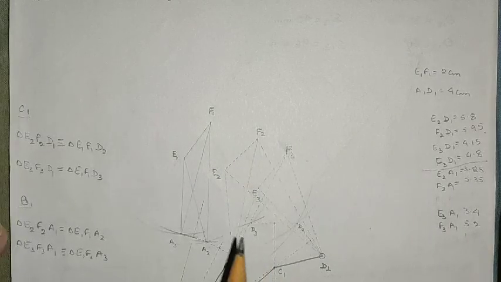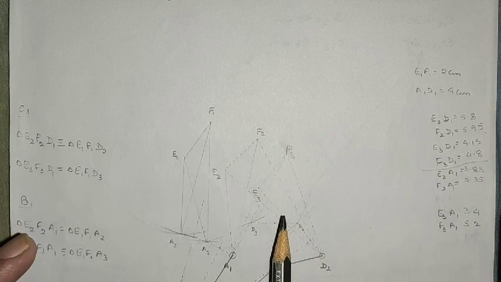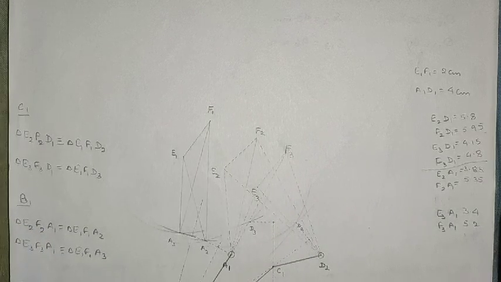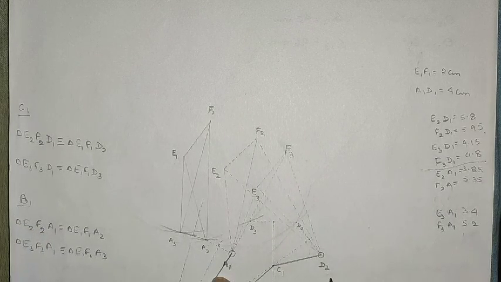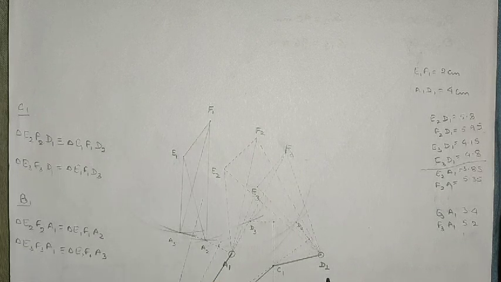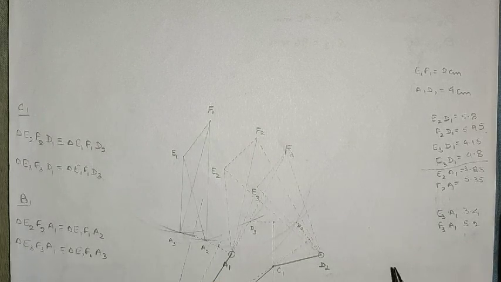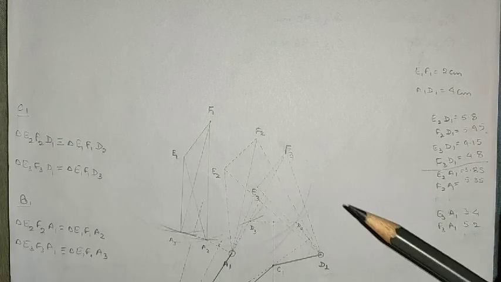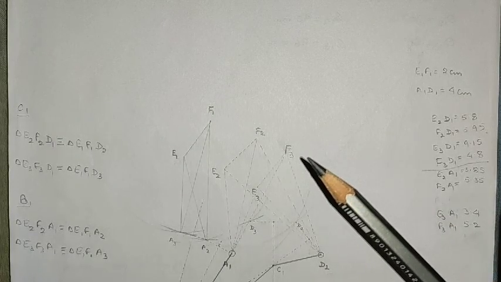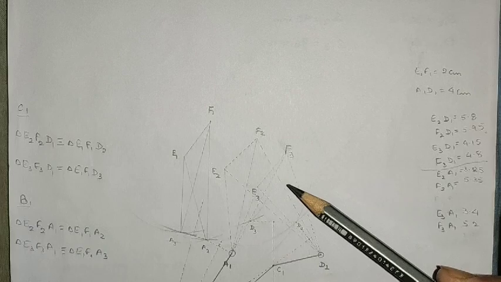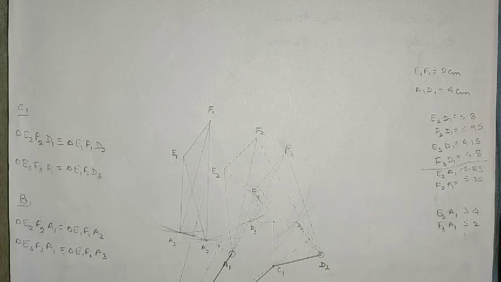Now, to do its analysis, we have to determine the fixed points. So here I have assumed fixed points A1 and D1 at an arbitrary distance apart. Here I have assumed a distance of 4 centimeter. Now, to do the analysis of such a mechanism, we have to use the concept of similar triangles.